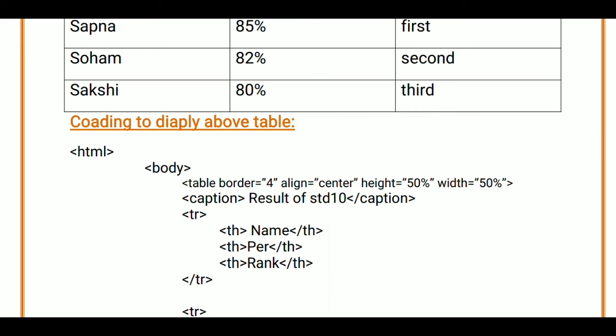So these all are paired tags. So 3 columns are there, so 3 th tags we need. Opening and closing th tag, and between them we write our column names, that is name, percentage and rank. Now our first row is complete. So we have to close the tr tag. So after closing the tr tag, like this our first row is complete.